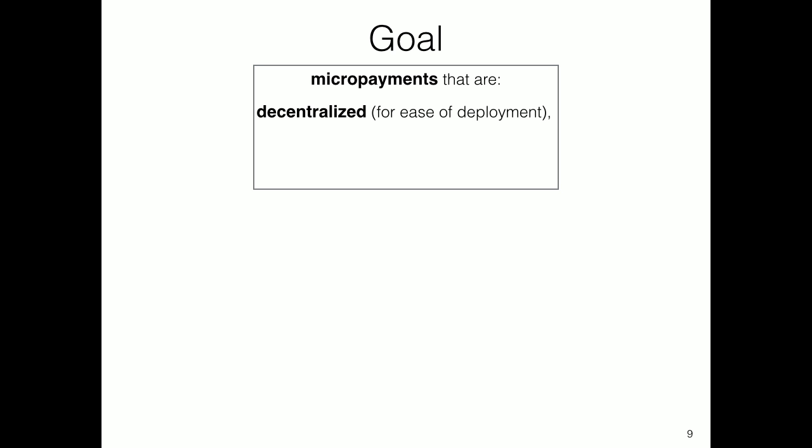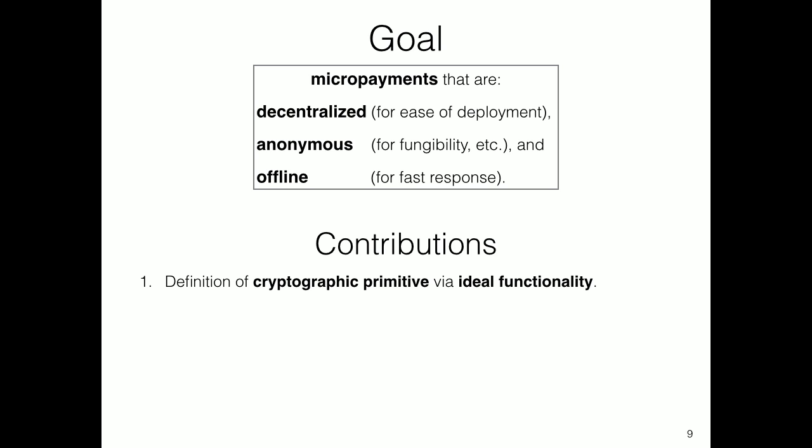So ideally, what we'd like to do is get the best of both worlds, combining the advantages of the Pass and Shelat scheme and the anonymity of Zerocash. So we want micropayments that are decentralized for easy deployment, anonymous for fungibility and privacy, and offline, which just means that null payments don't go on the transaction ledger. And this gives us fast responses. What we do is define a cryptographic primitive that achieves all these properties. We have an ideal functionality. The ideal functionality part is important because we'll have some intra-epoch issues, which I'll explain later. And we get a construction under standard cryptographic assumptions like NIZKs and one-time signatures.